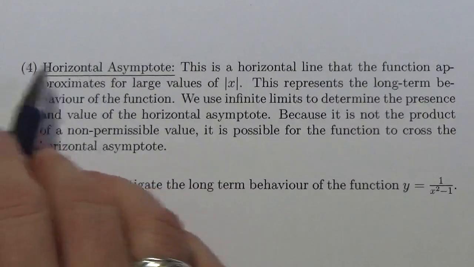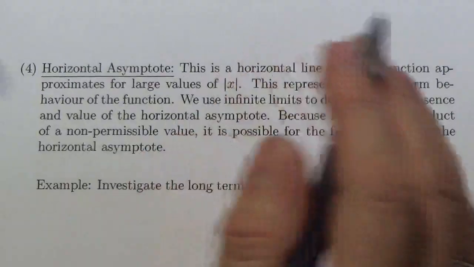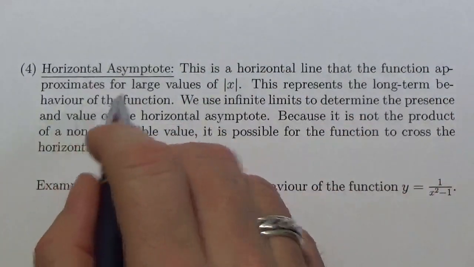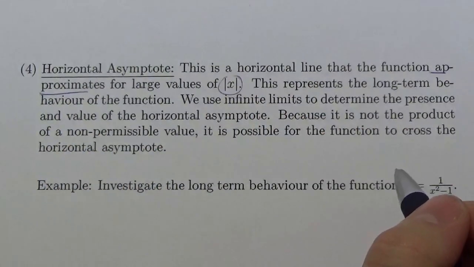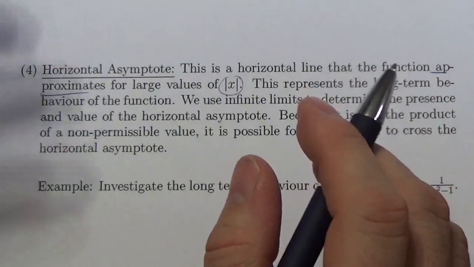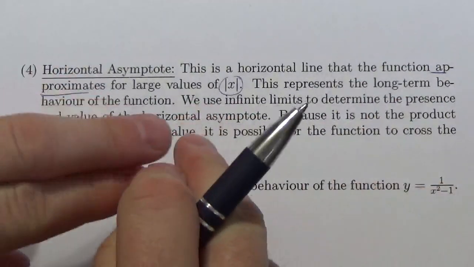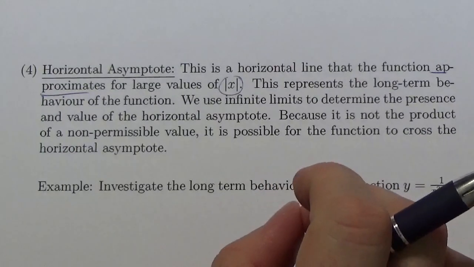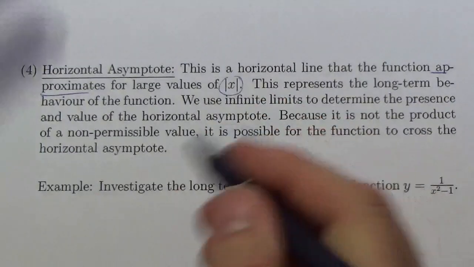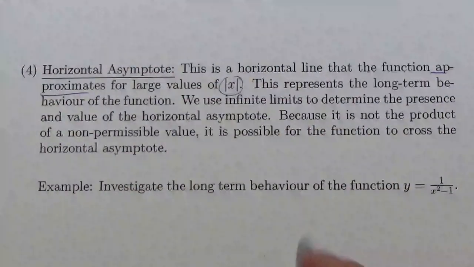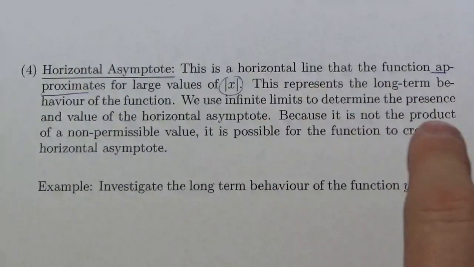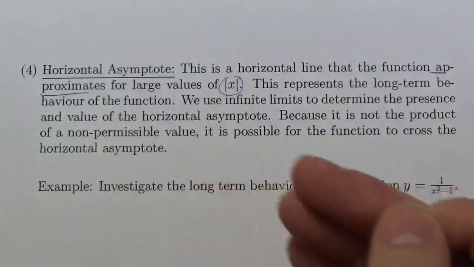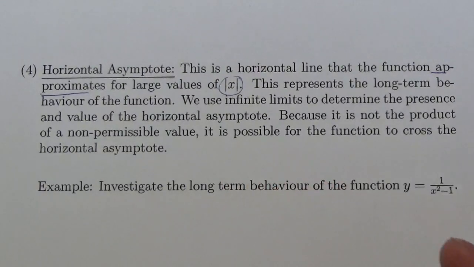Okay, now let's take a moment and just talk about horizontal asymptotes. This is a horizontal line that the function approximates, and I use that word approximates, for very large values of the absolute value of x. So once again, what I'm referring to is the way the graph behaves when you get really, really far away from the origin. By the origin, a lot of graphs are bouncing around, they're jiggling, they're scribbling all over the place, but what we're seeing here is that in a lot of cases, the further away you move from the origin, things start to settle down. Its behavior starts to smooth out. And that's what we're asking about here.